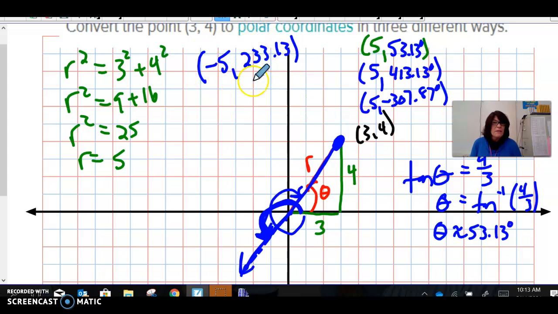That's what the negative means. It means go to this angle, and then instead of going 5 on that angle, you go in the opposite direction and go 5. Okay? So if you do see a negative, that's what that means in polar coordinates. Okay?